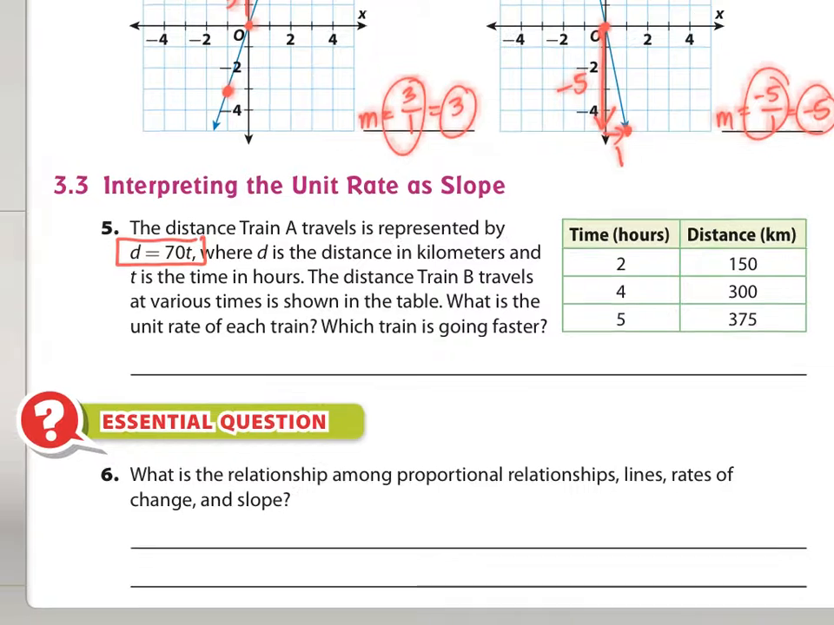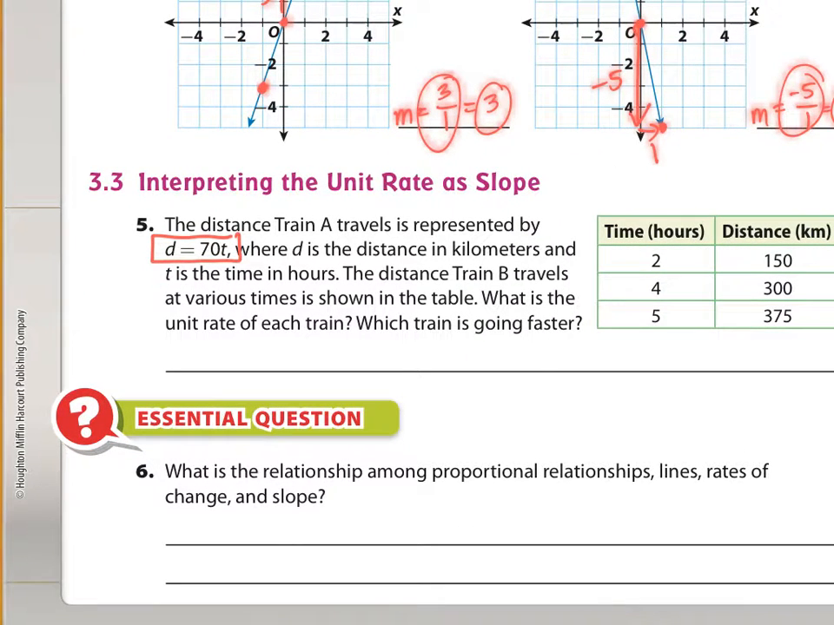All right, so let me go ahead and I'll write down a table here. So if the time is 1 hour, the distance is 70 kilometers. If the time is 2 hours, the distance of this train is 140 kilometers. And in 3 hours, it's 210 kilometers. Okay, so that's train A.